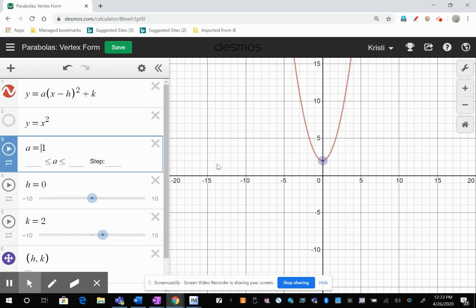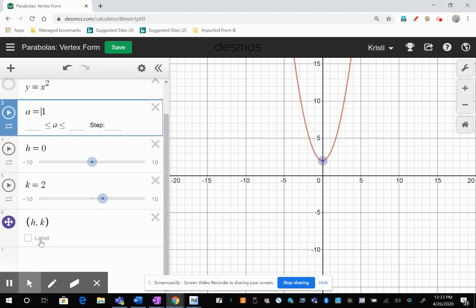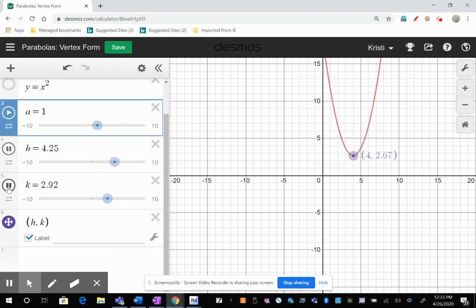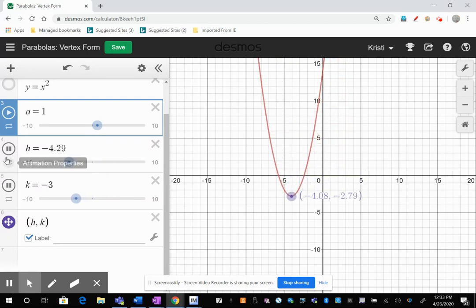The last thing I want to show you is why this is called vertex form. When the parabola moves left, right, up, or down, the h and k values tell you the vertex. If we push play here and here, both of them, the parabola's vertex is always the h and the k value.